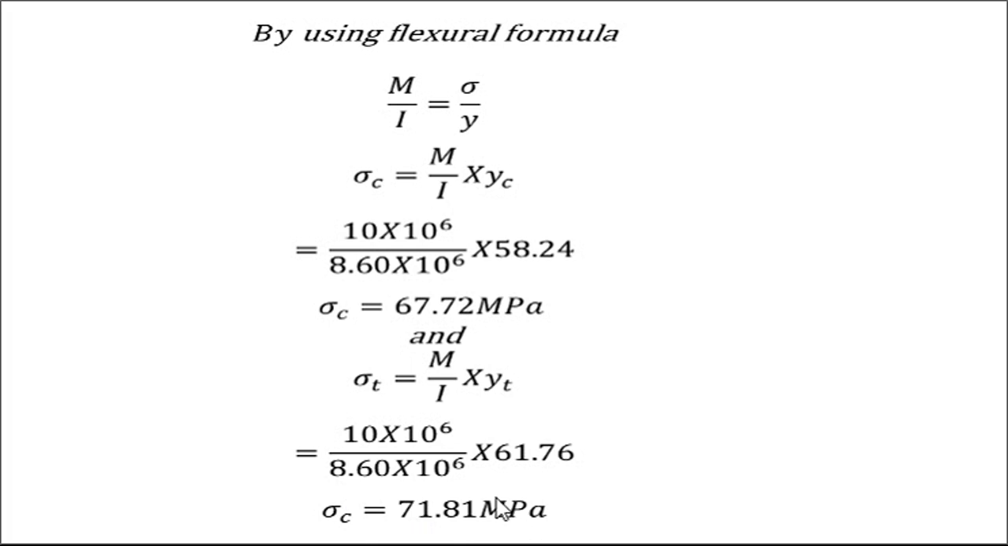Right, I hope you understood this problem of a different section. Actually the rectangular section is there, but there is a square hole on the bottom side, that's why. But the remaining procedure and the flexural formula to determine the bending stresses on the compression side as well as on the tension side, we can use as it is, as used in the previous problem. Okay, so in this way you can determine the bending stresses in the beam. Thank you very much.